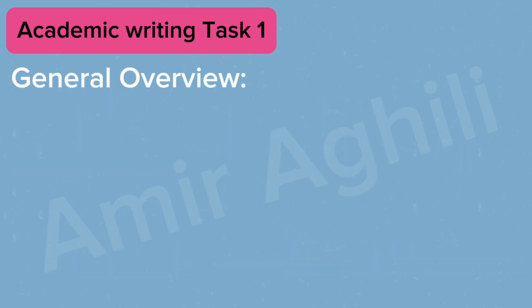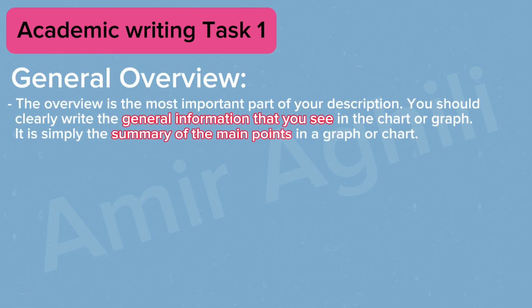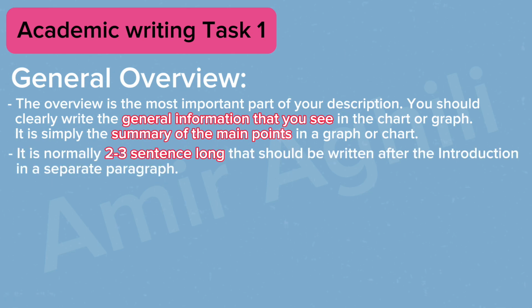The next paragraph in IELTS Academic Writing Task 1 is Overview. The overview is the most important part of your description. You should clearly write the general information that you see in the chart or graph. It is simply the summary of the main points. Overview is normally 2 to 3 sentences long that should be written after the introduction in a separate paragraph.